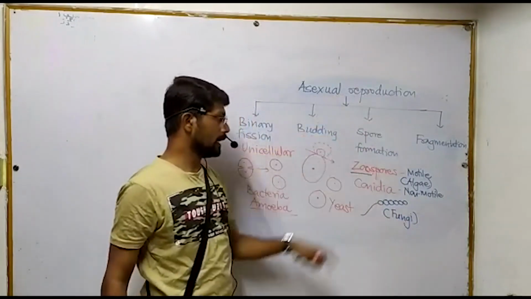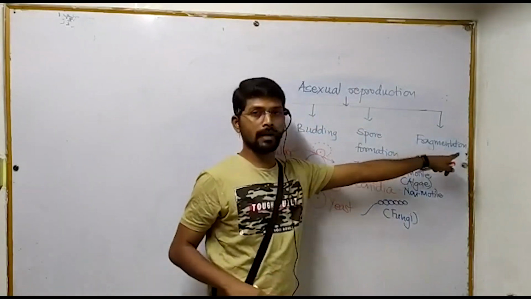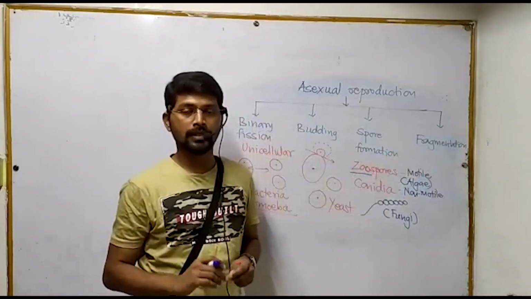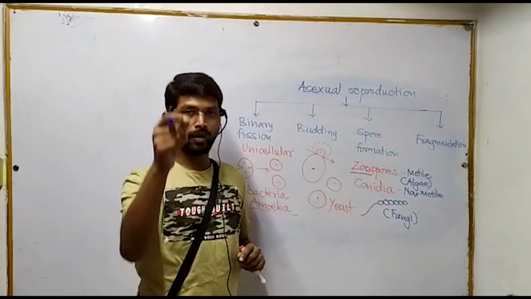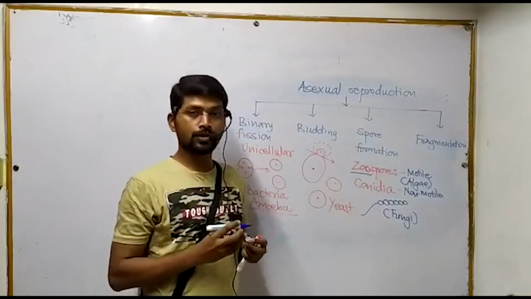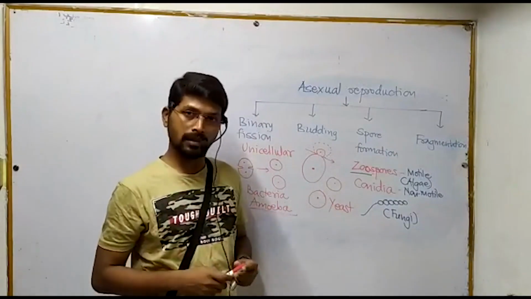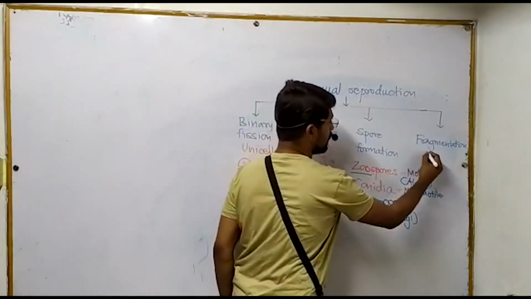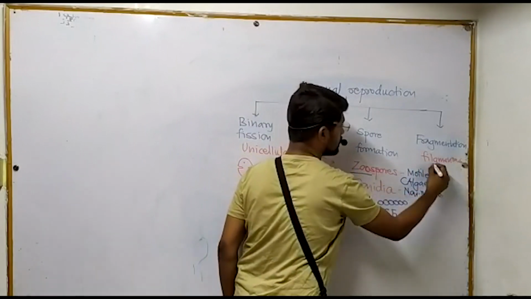So this is the third type, spore formation. The last type is called fragmentation. Fragmentation is nothing but the formation of small individual fragments from the main parental body, the main parental organism. Fragmentation is the type of asexual reproduction which is mostly seen in organisms having filamentous bodies.